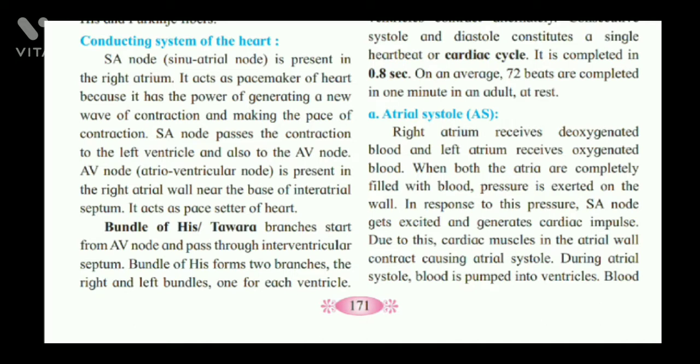SA node passes the contraction to the left ventricle and also to the AV node. AV node, that is atrioventricular node, is present in the right atrial wall near the base of interatrial septum. It acts as a pacesetter of the heart.